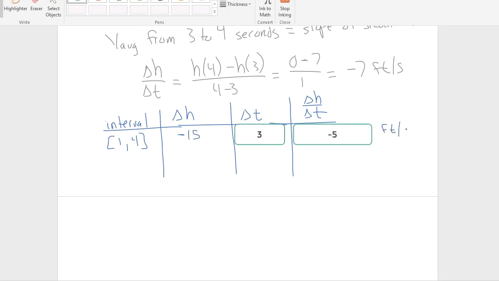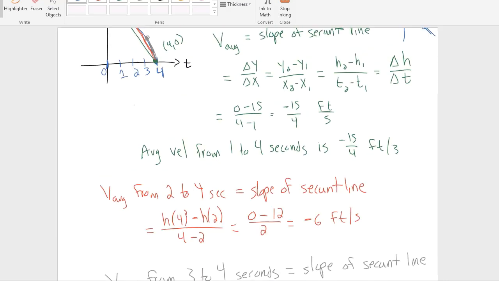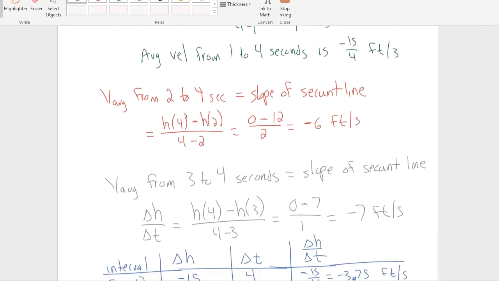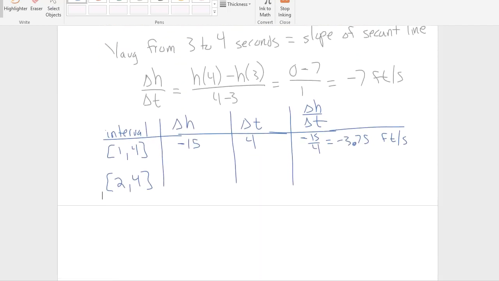And in this case, again, our units are feet per second when we're looking at this application. Now the x interval of time we did was from 2 to 4 seconds. From 2 to 4 seconds we found a fall of -12, and then our change in time was 2. So we had -12 as our fall, change in time was 2, and so we had -6 feet per second.